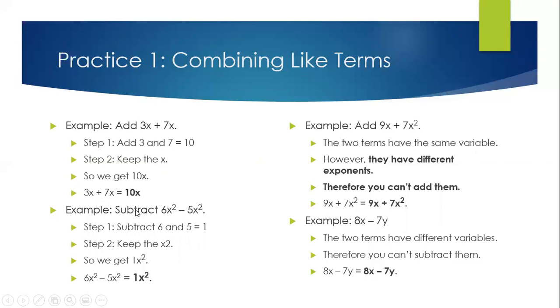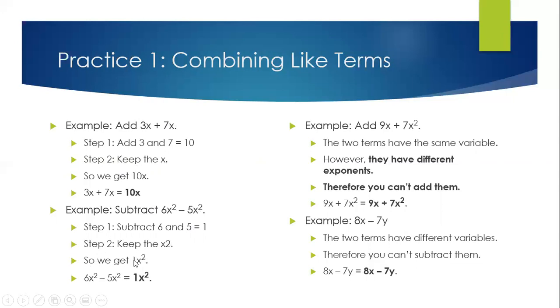All right. Now we're going to subtract 6x squared minus 5x squared. So first thing we do, we subtract 6 and 5. 6 minus 5 is 1. We keep the x, and this should be x squared. I apologize for that typo. I'll get that corrected when I send out the actual PowerPoint. But this should be x raised to the 2 power, not next to the 2 power.